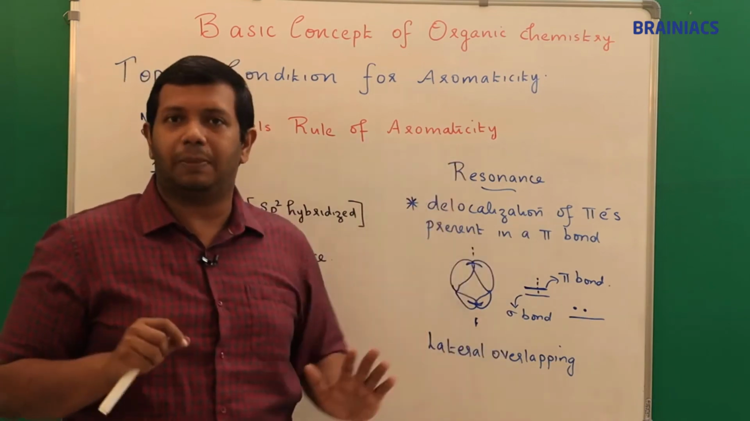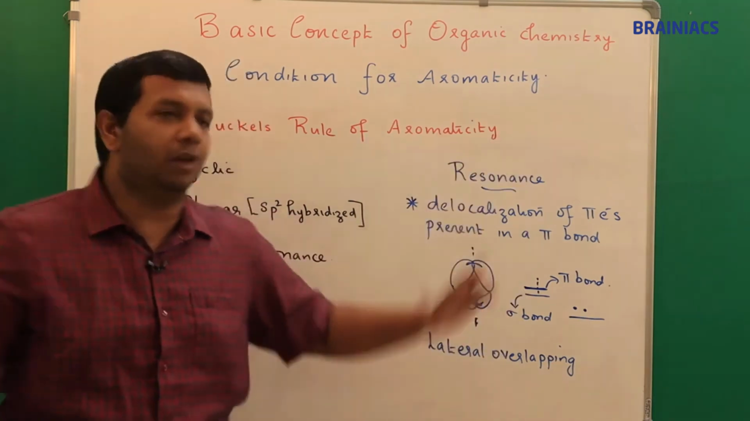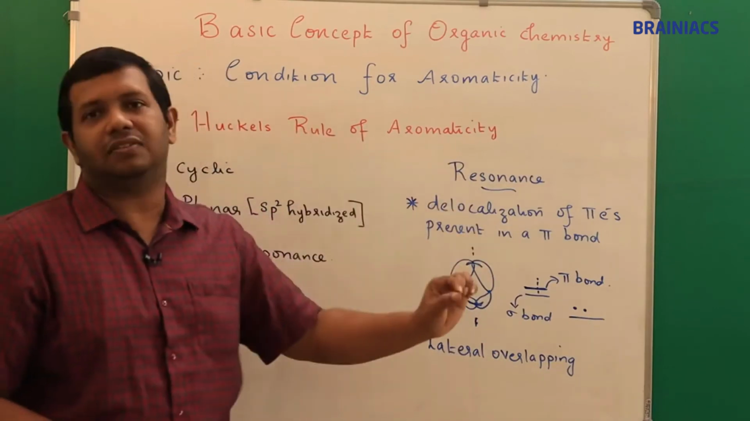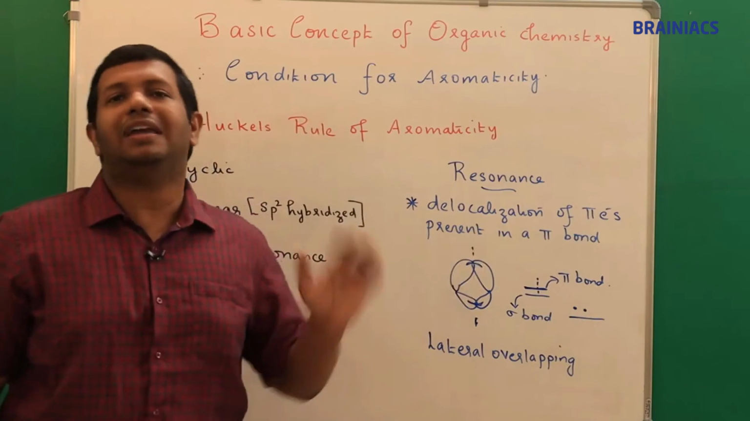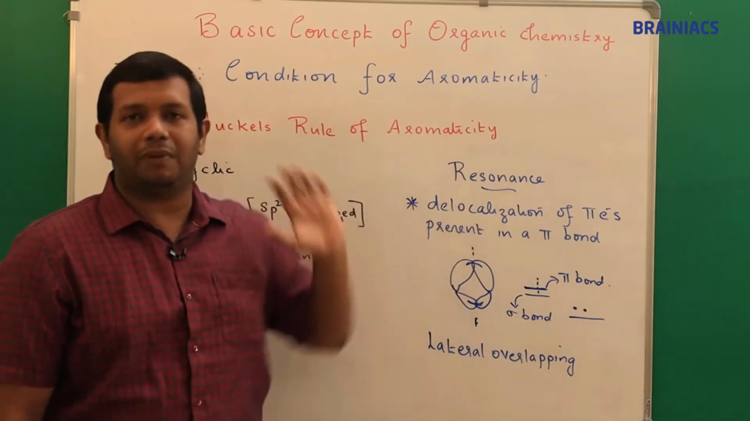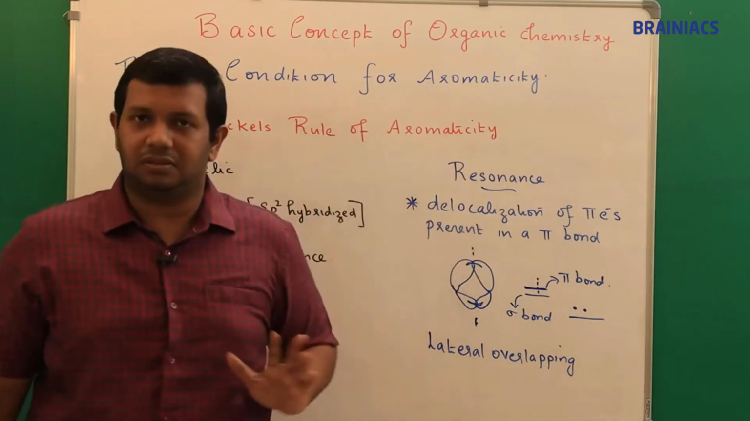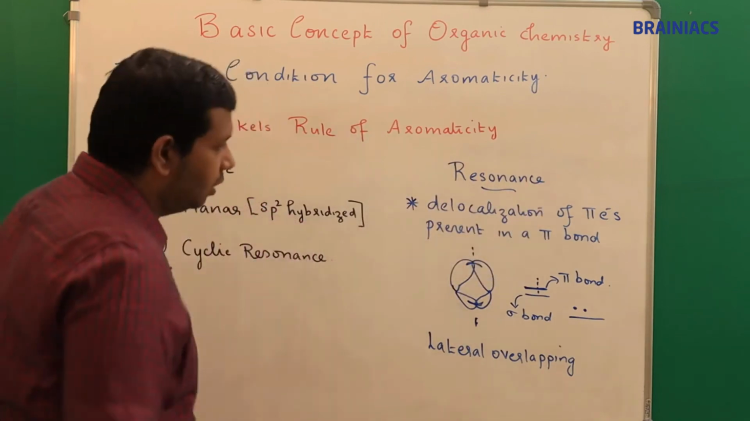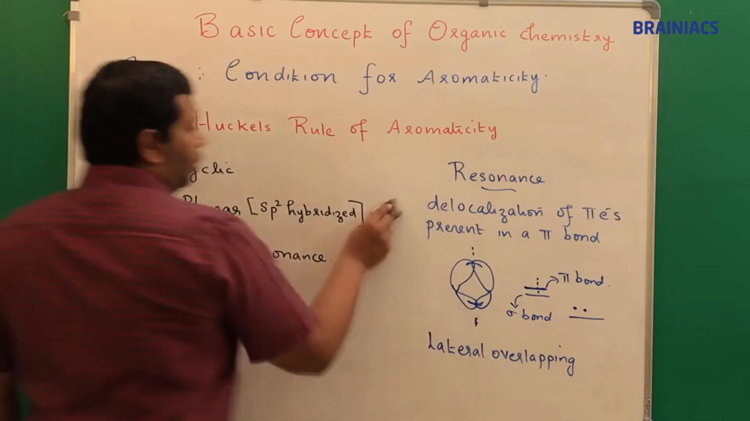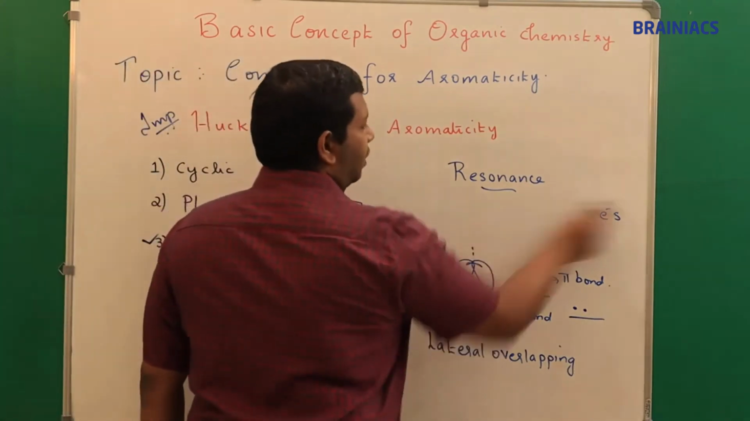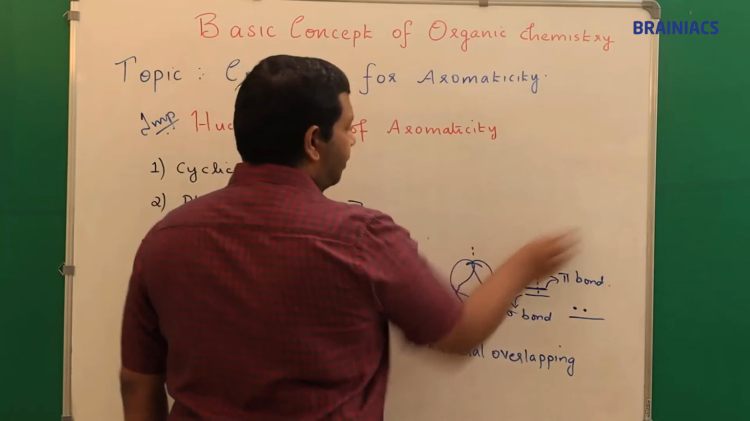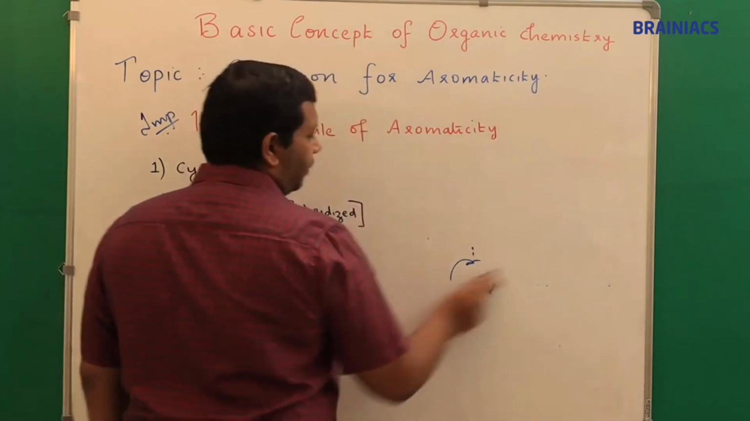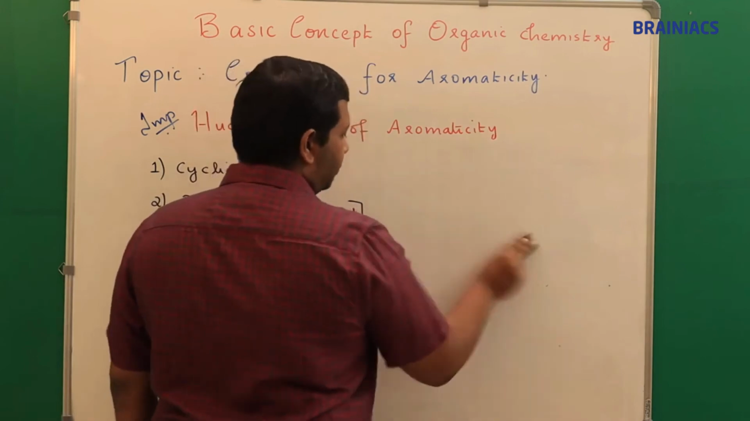When resonance happens, it does not mean that if you have a pi bond it will start moving. It is not like that. There are certain conditions. If those conditions are followed, I can say that in that particular compound resonance is present. That is what I am going to explain next. Listen. Okay, so conditions for resonance. Then we will learn what is cyclic resonance. We can go step by step only, otherwise you will not understand. That, I am sure about.